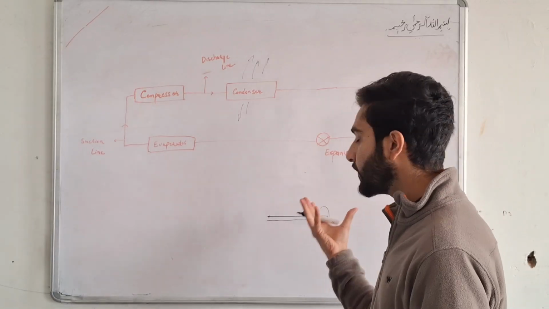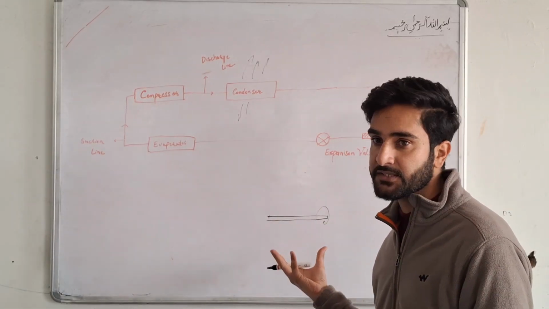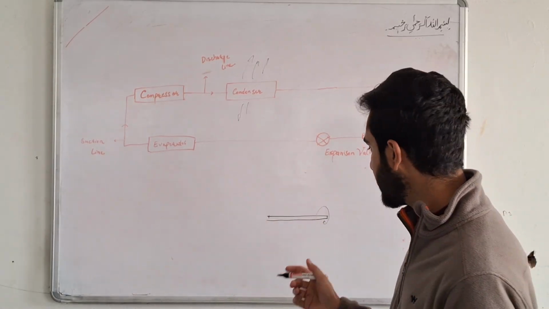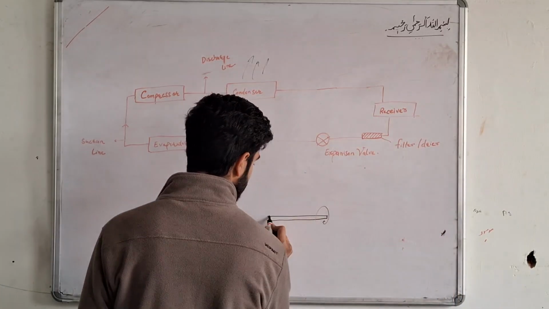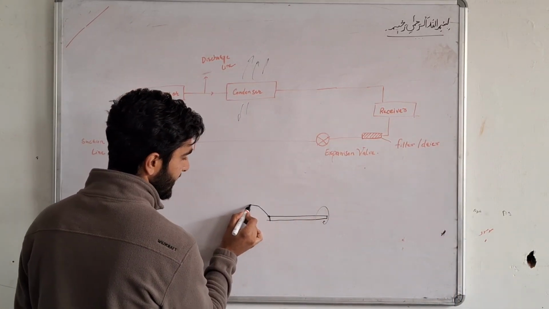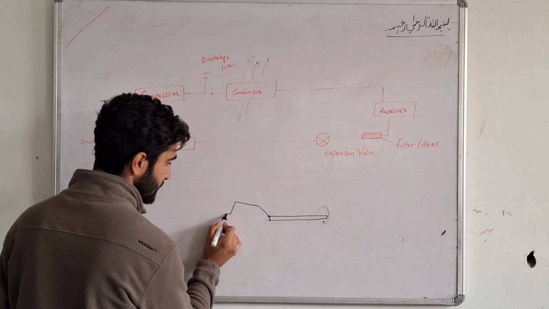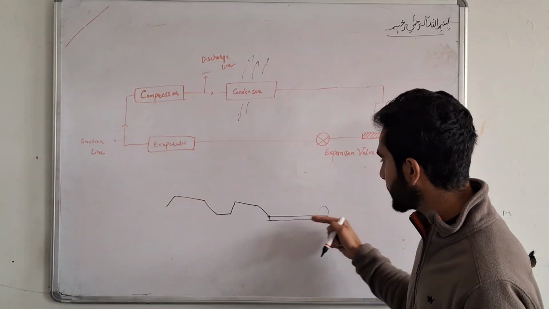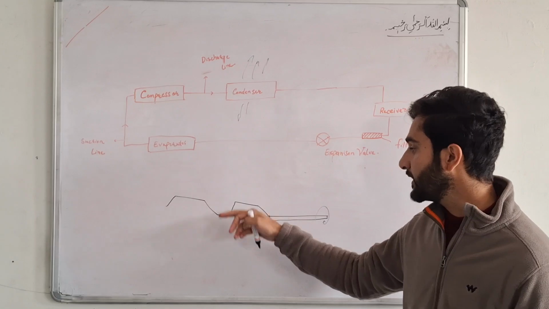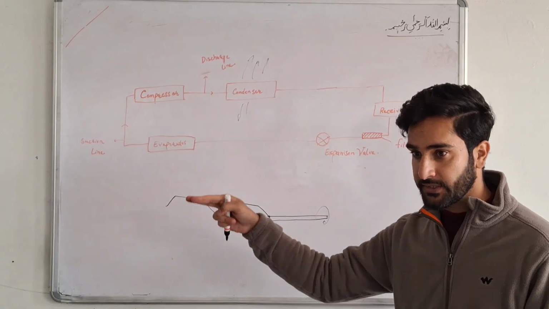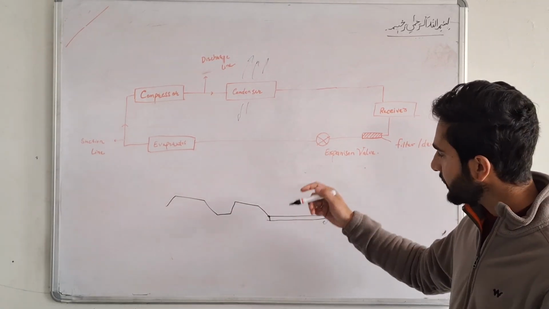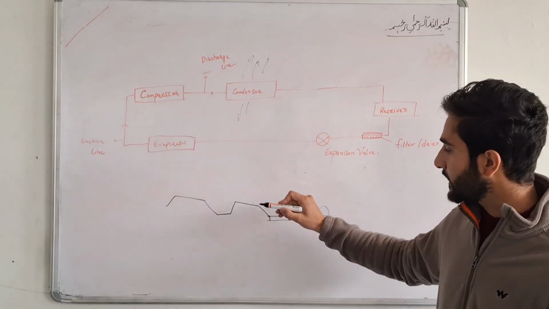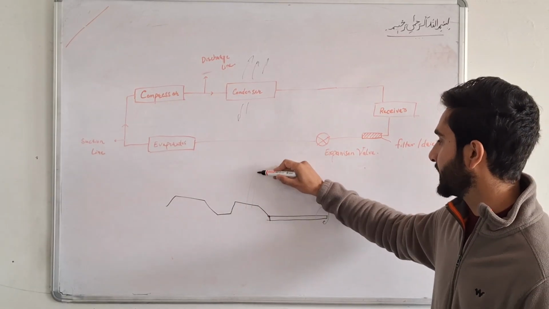From what source does the power come? It comes from electricity, from a motor. And the same thing is connected to the crankshaft. Whenever this shaft rotates, it is directly connected to the crankshaft, so eventually the crankshaft also rotates. And the crankshaft has pistons installed on it.